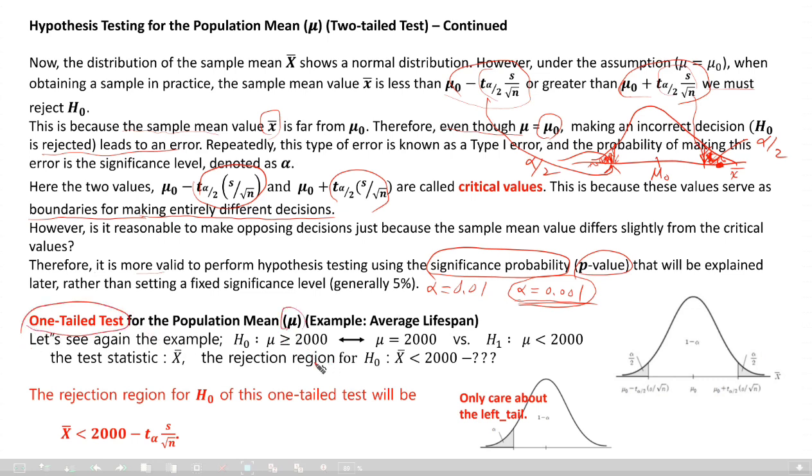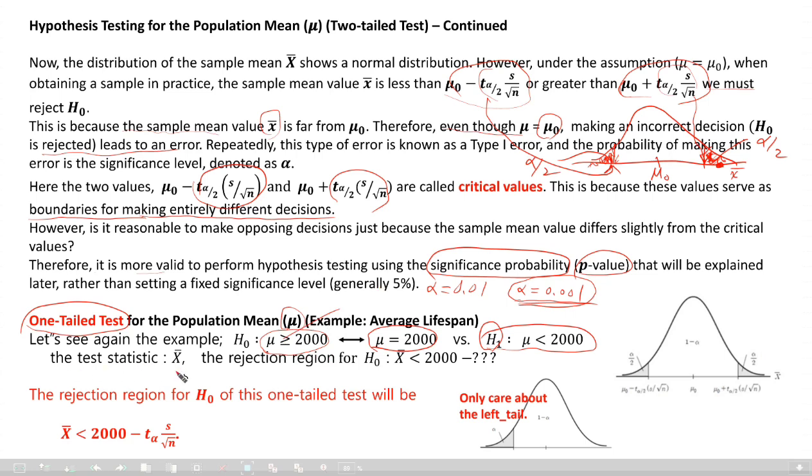Population mean mu. Okay? Let's see again the example. That example is the lifespan example, the lifespan of an electronic equipment product. So H1 is the claim: average lifespan less than 2000. This is the claim. And the other one is H0, mu greater than or equal to 2000. It is theoretically right, but you may say mu equal to 2000. Okay? Get rid of this greater than sign.